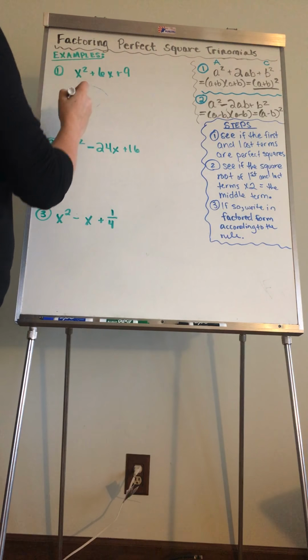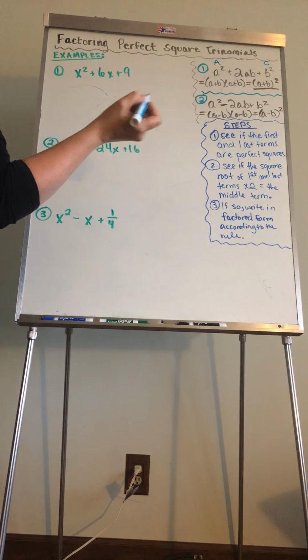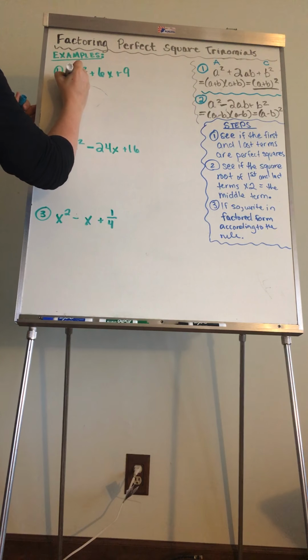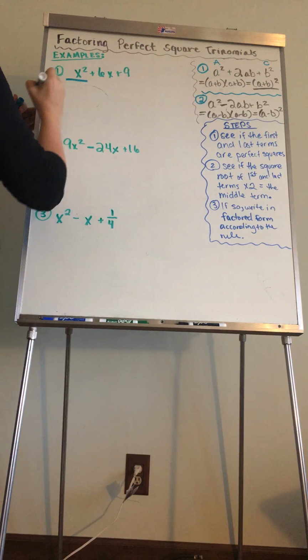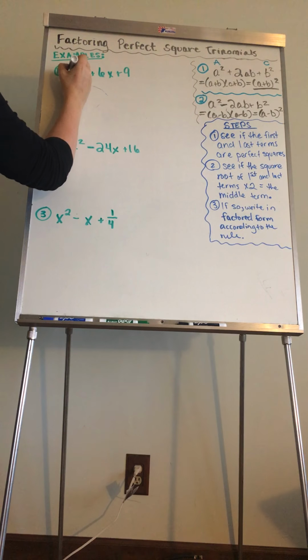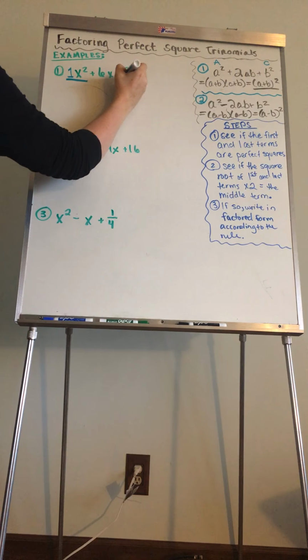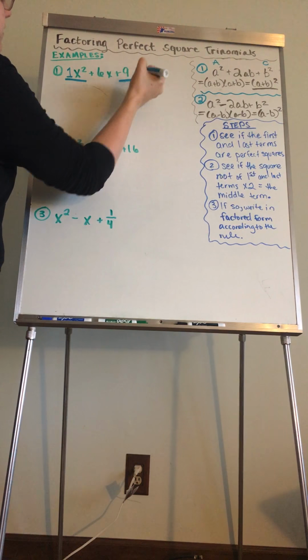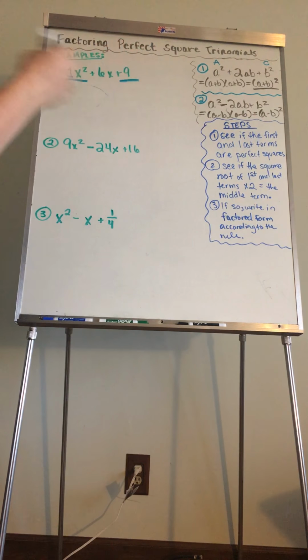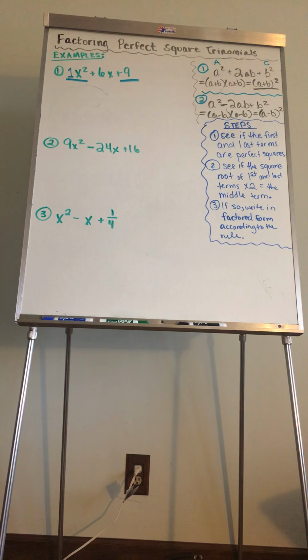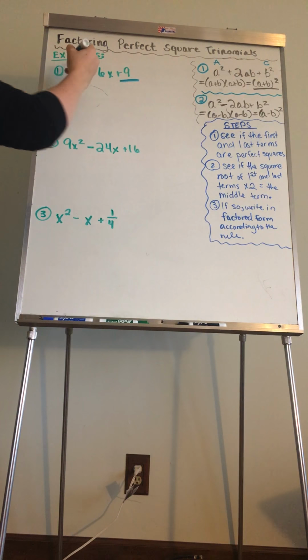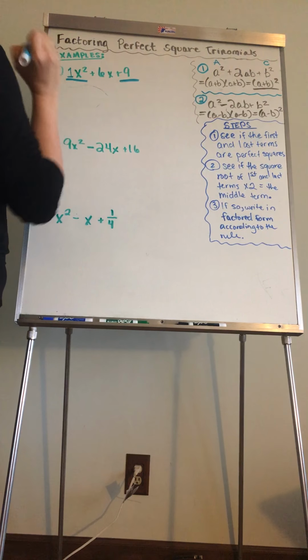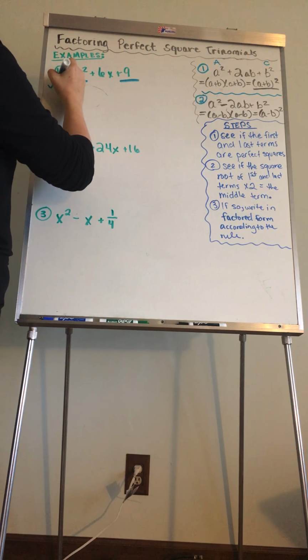So I have x squared plus 6x plus 9, okay? I'm looking at the coefficient of my first term, which if there is no coefficient is 1, okay? And I'm looking at the last term. First criteria, are they perfect squares? Yes, they are. They're both perfect squares, okay? So check. Yes, step 1, all right?